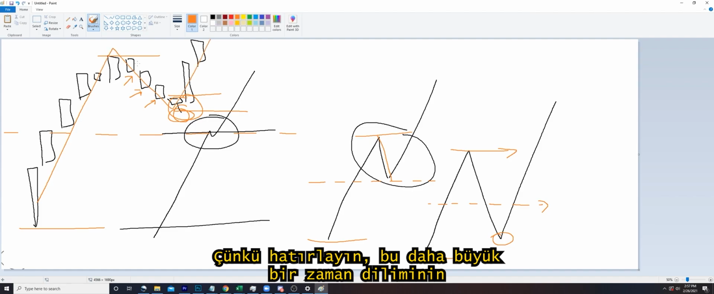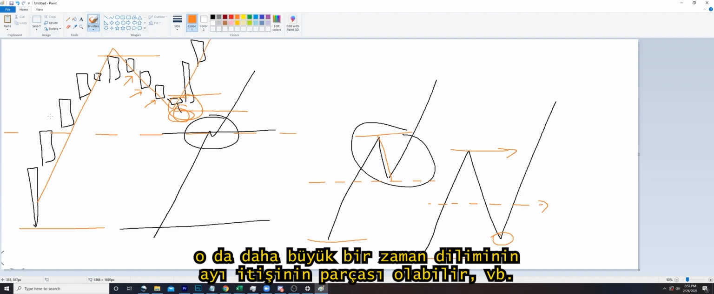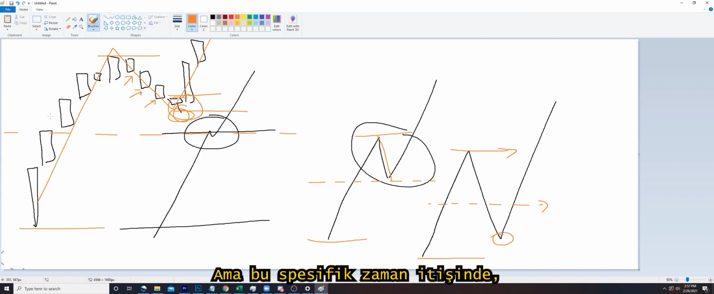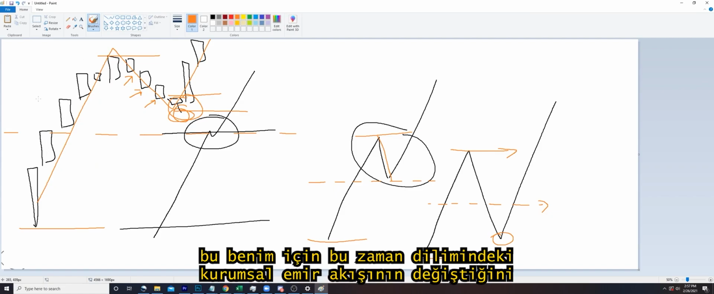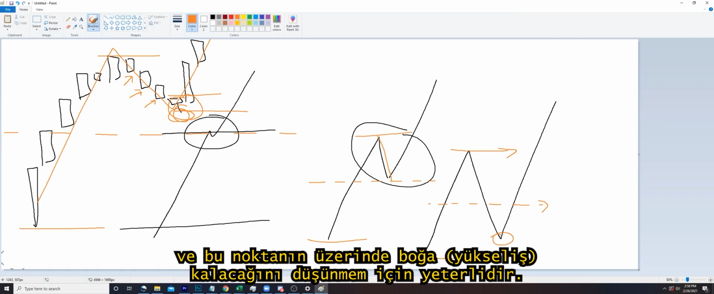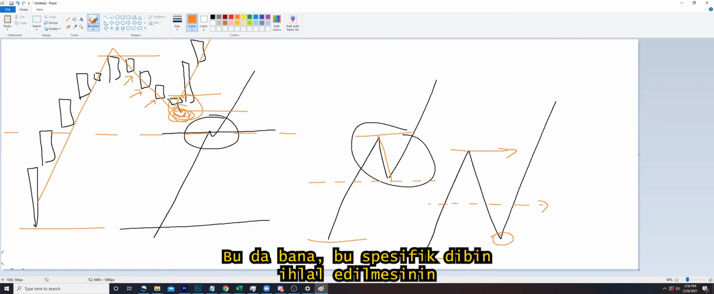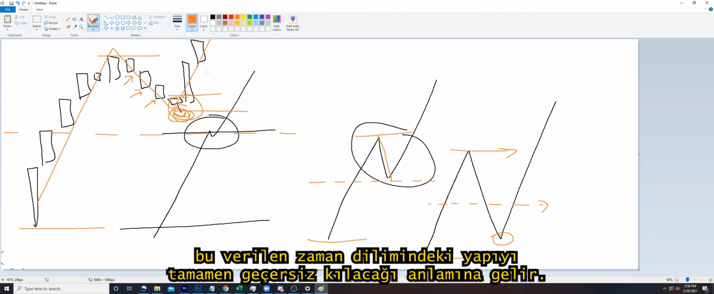Because remember, this could be part of a larger time frame's bullish push, which could be part of an even larger time frame's bearish push, et cetera, et cetera. But of this specific time frame's push, this is enough for me to consider that the institutional order flow on this time frame has shifted and is going to remain bullish above this point, which to me would mean that an invalidation of this specific low would completely invalidate the structure on this given time frame.